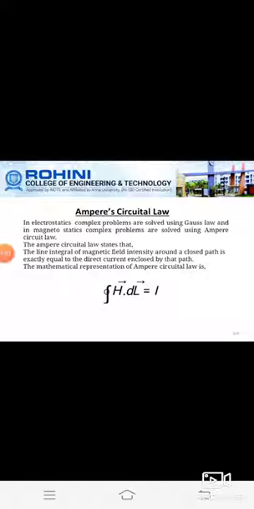Now the proof of Ampere's circuital law. Here we are considering a long straight conductor carrying current, placed along the z axis as shown in this diagram. We consider a closed circular path with radius r, which encloses the straight conductor carrying the direct current. The point P is at the perpendicular distance r from the conductor.